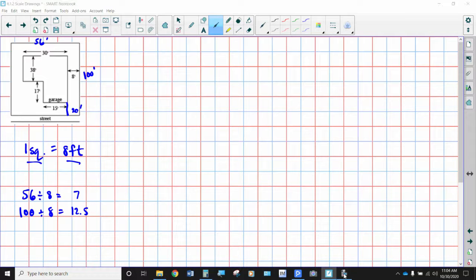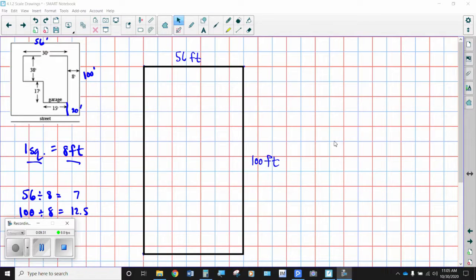You go ahead and pause and do the same thing, and you can choose what your scale is, but I would recommend you do the same as me, just to make things easier for yourself. Okay, so I'm going to pause and come back once I've got the rectangular lot properly proportioned.